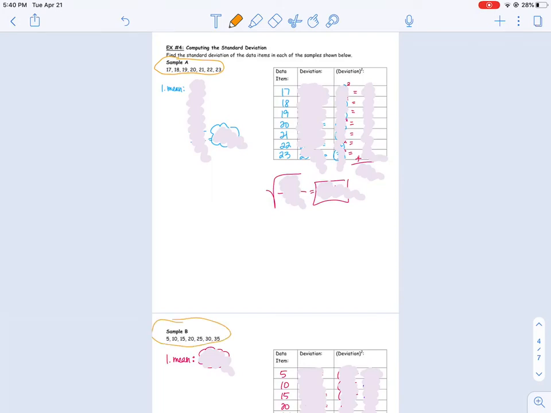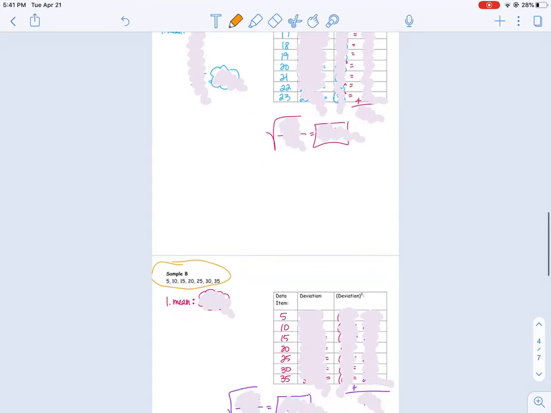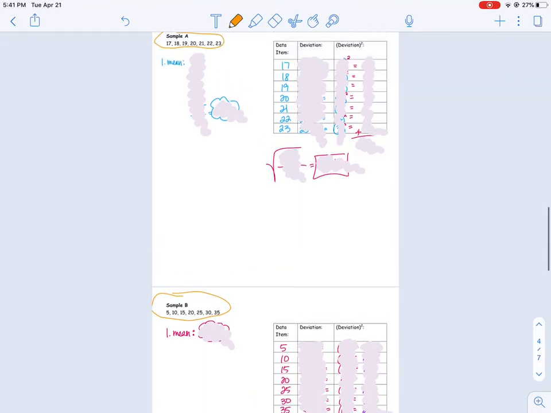If you notice in sample A, it goes 17, 18, 19, 20, 21, 22, 23. The range of those data items isn't very large. It goes from 17 to 23. But if you look at sample B, we go from 5 all the way to 35. So the range is a little bit more. Remember, range is highest minus lowest.